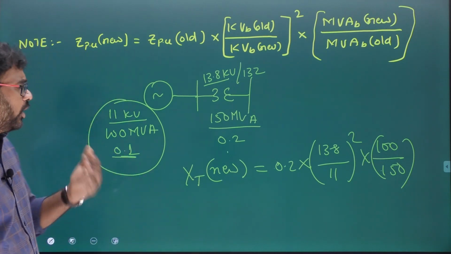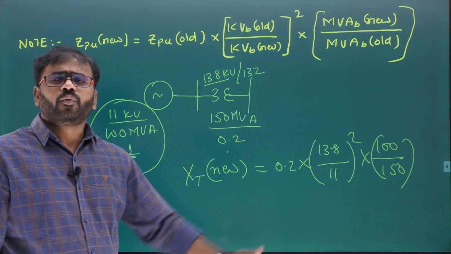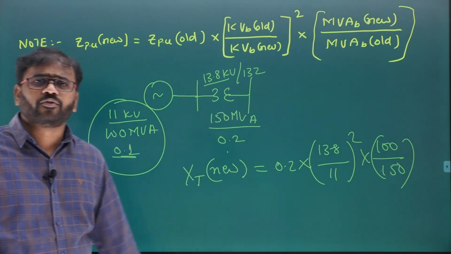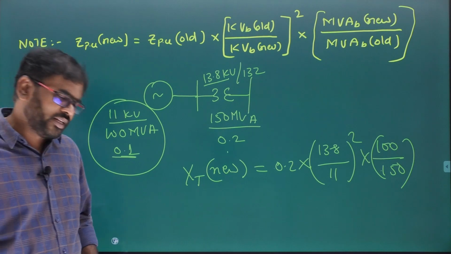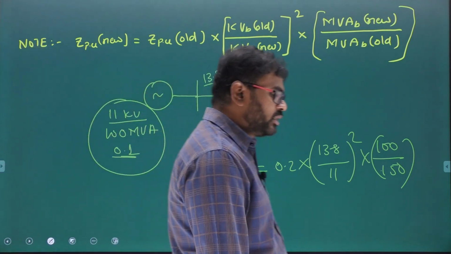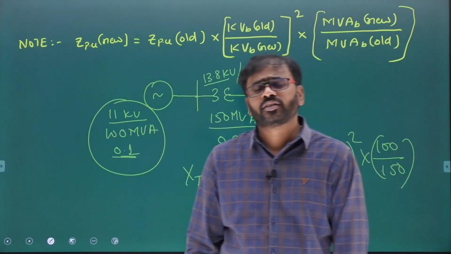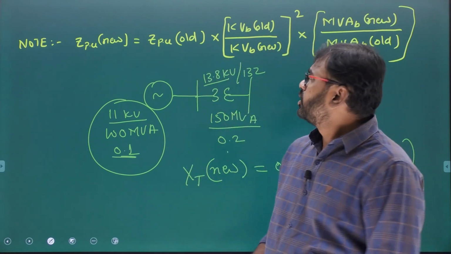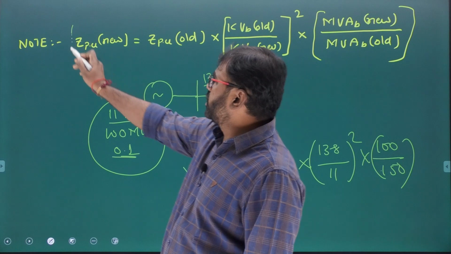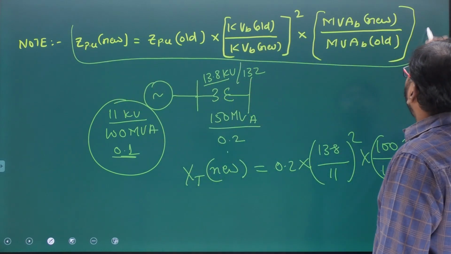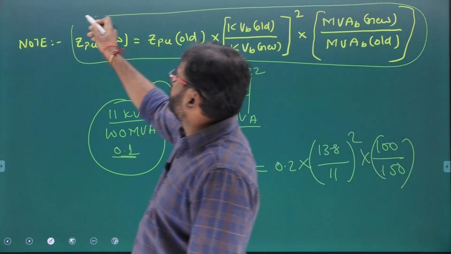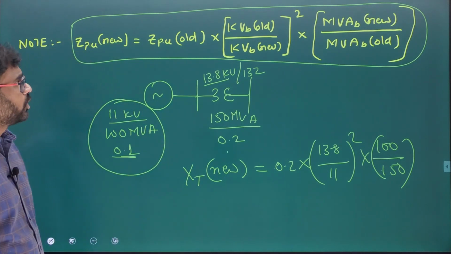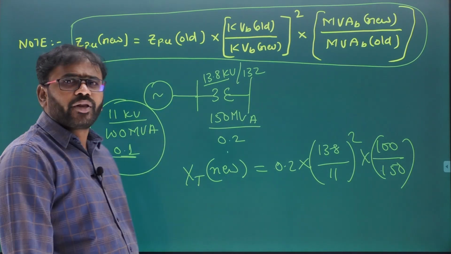So this is how we need to convert the reactances or impedances onto a common base. Once you have done that, we can go for any type of analysis. It might be fault, stability or load flow analysis. So when you are doing analysis, the reactances or impedances of all the elements must be converted onto a common base. For that conversion, this formula plays a very, very important role. Okay, clear?